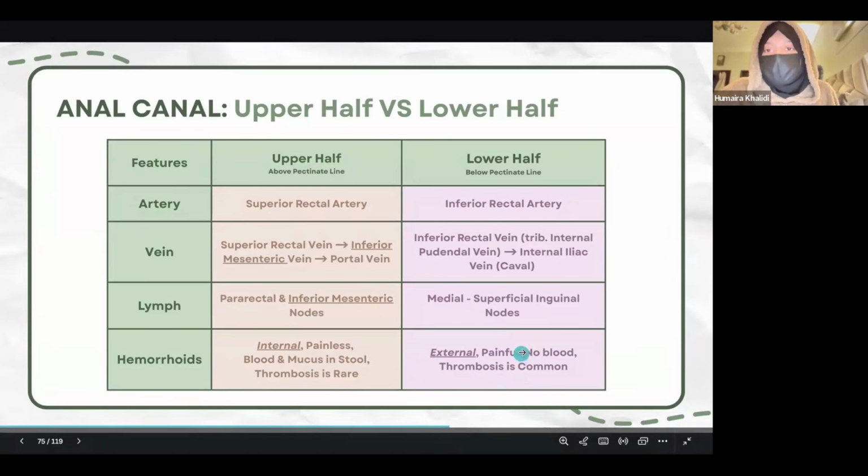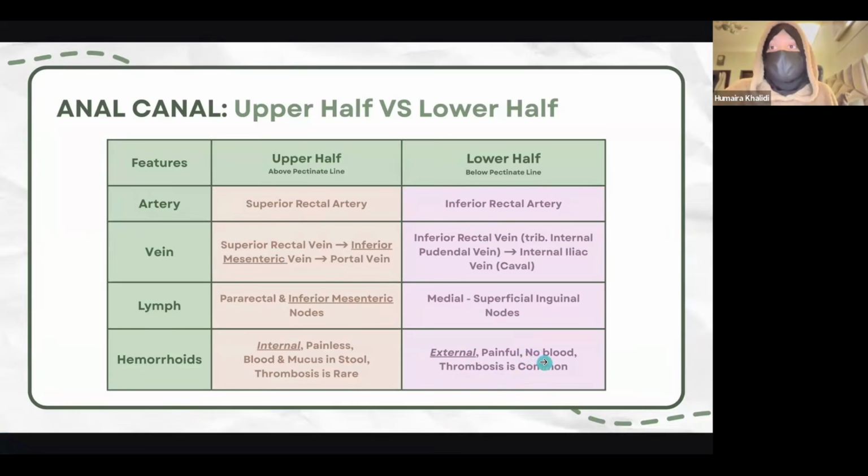And the lower half is going to be very painful, but it's going to have no blood. So let's say you have a case scenario in which a person comes with pain in the anal canal and is not able to sit. What is it? It's going to be external hemorrhoids. If they tell you, I have no pain, but I noticed blood in my stool, what are you going to say? It's going to be internal hemorrhoids.